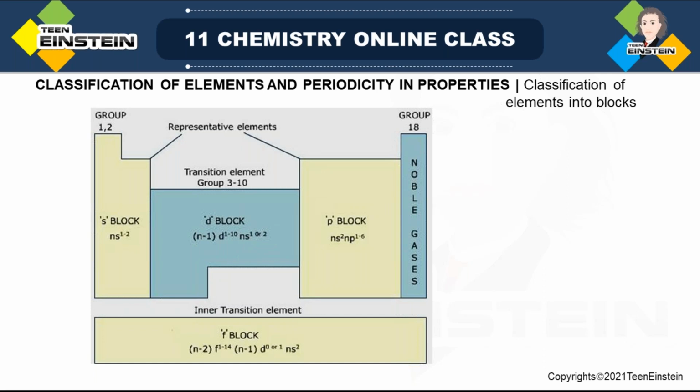So now it is a very simple picture where you can focus on all the blocks. Not all the elements are present, only the blocks are highlighted here. Groups 1 and 2 are the S block, with configuration starting from ns1, then ns2. Then the transition elements are from 3 to 12, with general electronic configuration ns1 or sometimes 2, because there are 2 exceptions in the case of chromium and copper, remember. So in that case it may be 1 or 2.